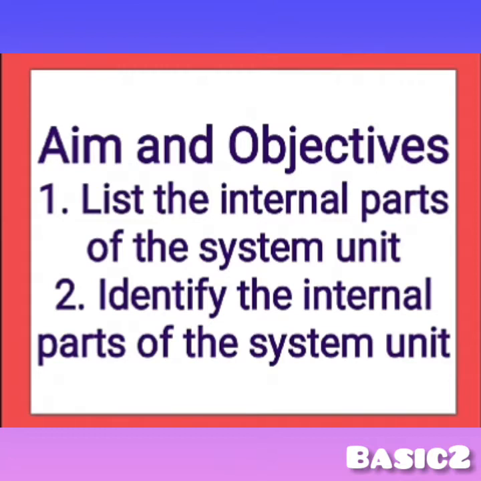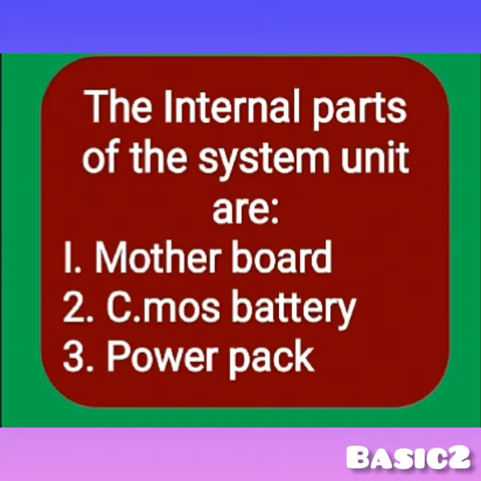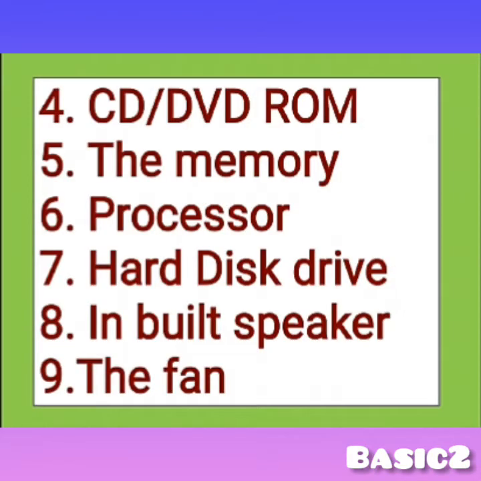Now let's see the internal parts of the system unit. The internal parts of the system units are the motherboard, the CMOS battery, the power pack, CD or DVD ROM, the memory, processor, hard disk drive, inbuilt speaker, the fan. We're going to see the diagram of how system units looks like.